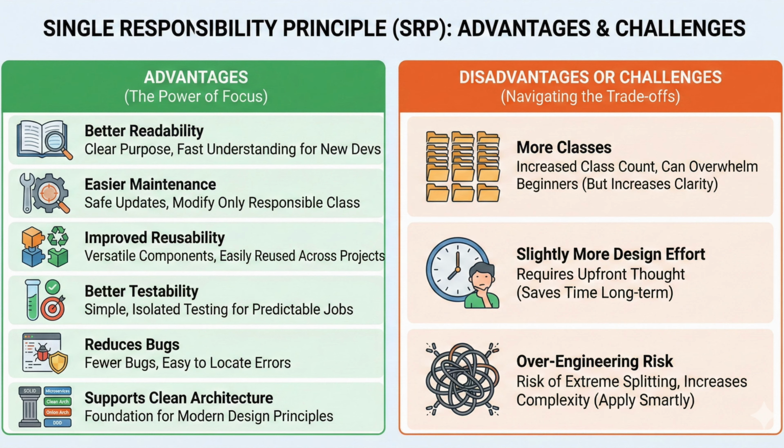Now, how do we identify if SRP is violated? Just ask yourself these simple questions. Does this class do more than one job? Does this class frequently require changes? Does changing one functionality risk breaking others? Is this class hard to understand? Does this class cross multiple business domains? If the answer is yes, then SRP is clearly violated.